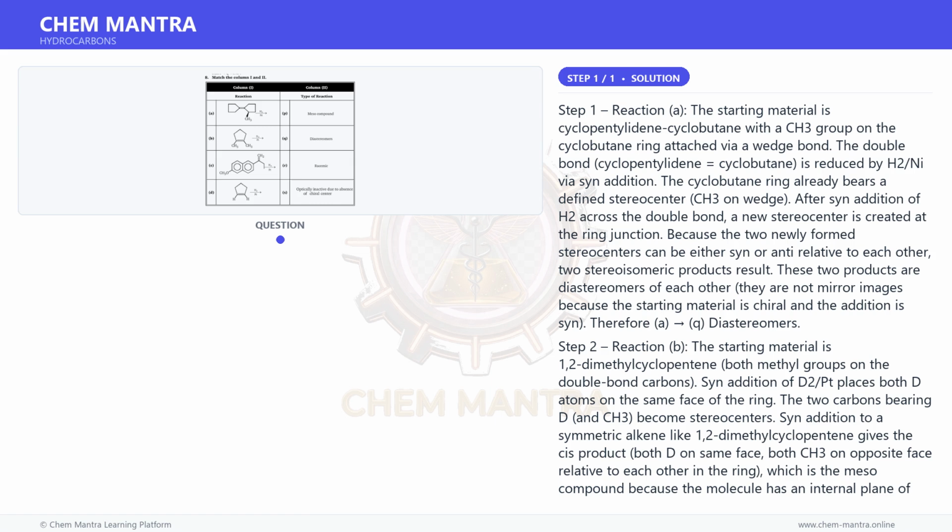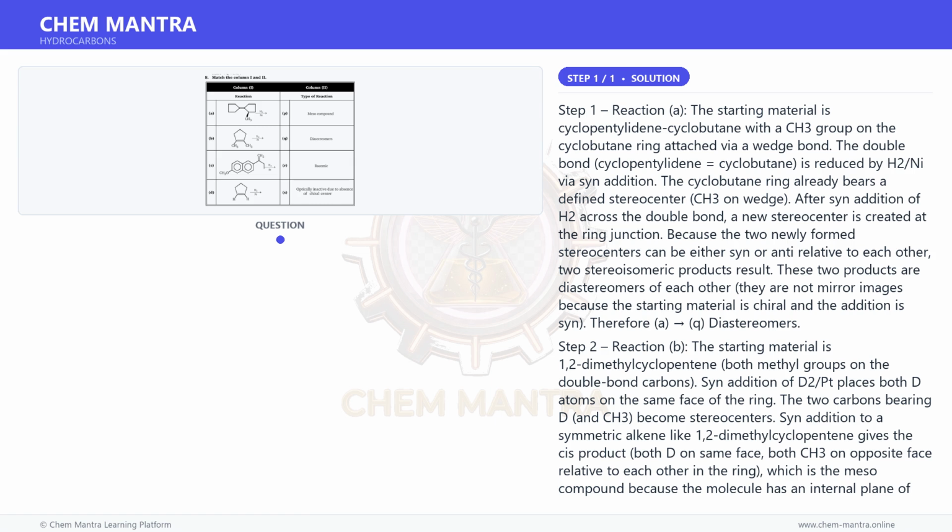Syn addition to a symmetric alkene like 1,2-dimethylcyclopentene gives the cis product, both D on the same face, both CH3 on the opposite face relative to the D atoms in the ring, which is the meso compound because the molecule has an internal plane of symmetry. Therefore, B → P, meso compound.